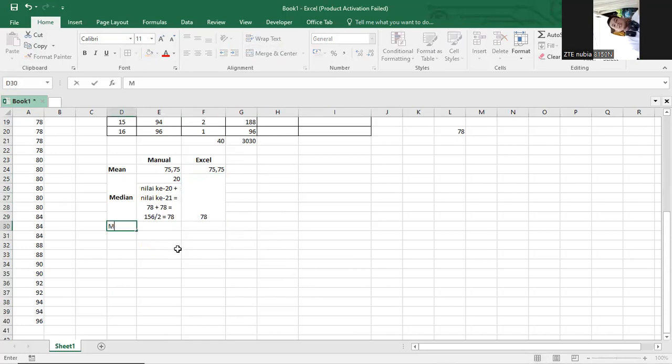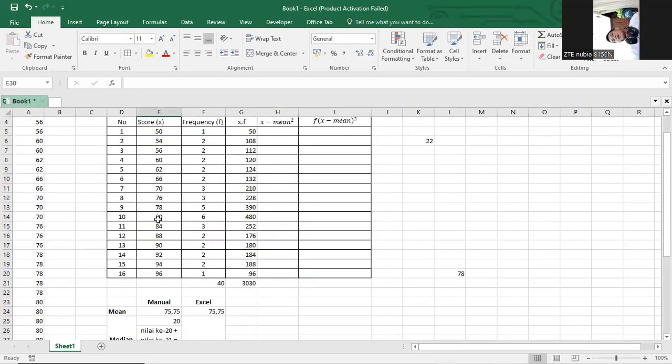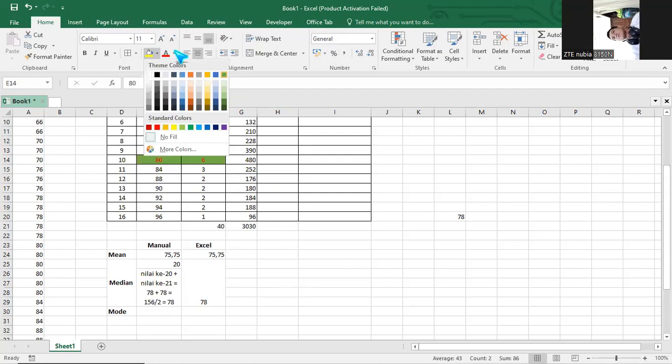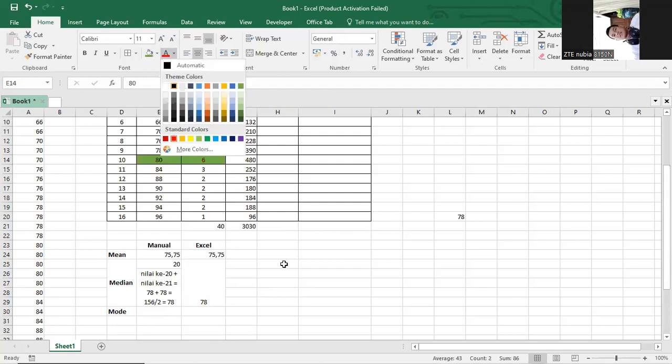Mode, in Indonesia we call it nilai yang paling sering muncul. And how to do it? We just look here, and we can see that the frequency of 80 is 6, which is paling banyak di antara data-data yang lain. Karena yang lain cuma 1, 2, 3, 5. Sementara 80 di sini jumlahnya ada 6. Maka dengan sangat mudah kita menemukan bahwasannya modusnya adalah 80. Maka kita tandai di sini dengan warna hijau untuk memperjelas. Okay.